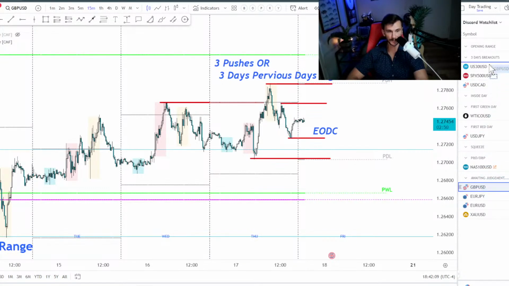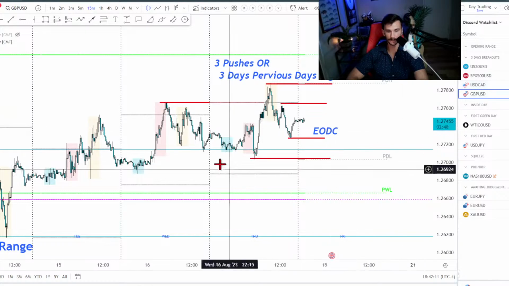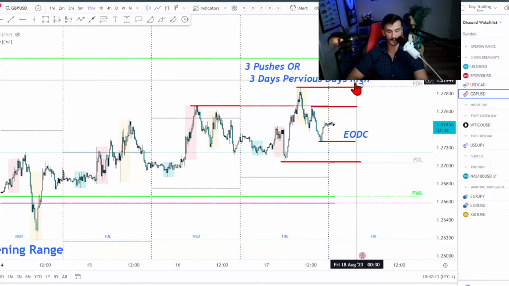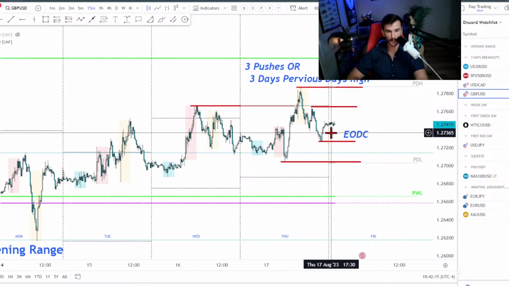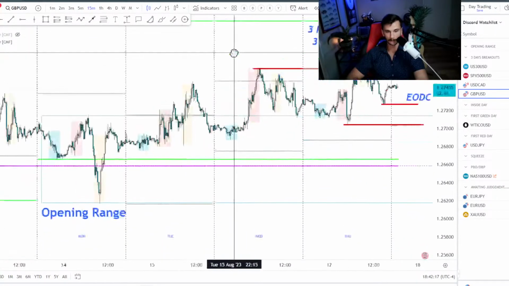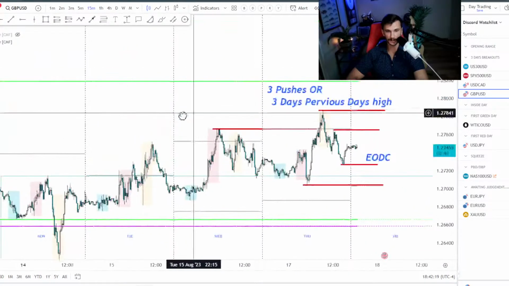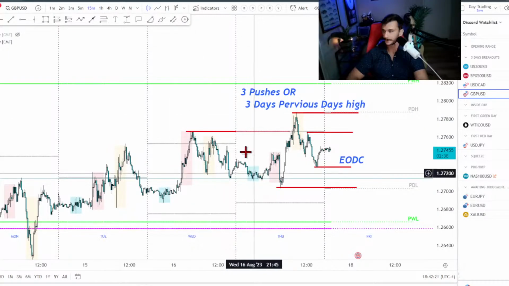I'm going to put this into 3 days of breakouts. I'm going to probably move on. That's all I really need. I've got my signal day. I've got my structure marked off. Yeah, that's really all I need. And I've got my levels.